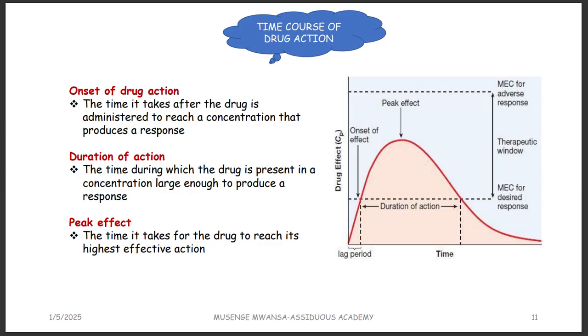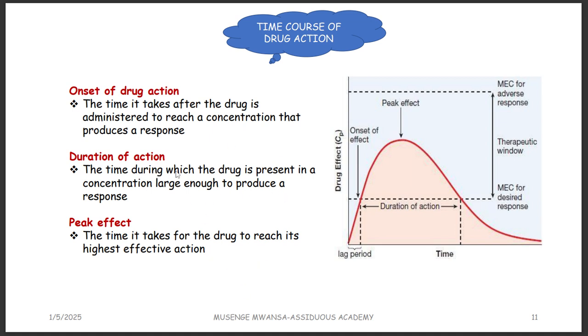For example, if you take paracetamol, Panadol, you will not there and then feel nice. Why? Because that drug has first to go into the body and attain a certain concentration. Let's say, for example, to attain the concentration, it needs to produce a response in 2 hours. That's when you start feeling better. That is the onset of action, the time that you are going to start feeling better from the time you administer the drug.